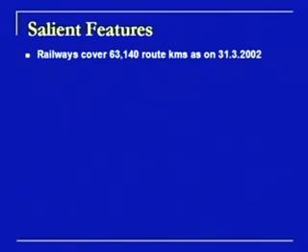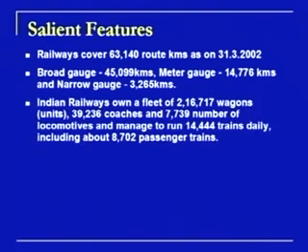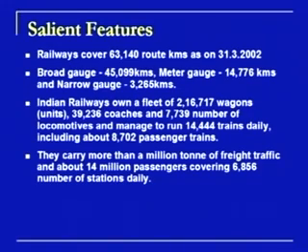As on today, there has not been much difference in what is being shown here, which corresponds to the 2002 data. The railway covers around 63,140 route kilometers. Out of these, the broad gauge, meter gauge and narrow gauge which are being used in Indian Railways have different route kilometers and they have been shown here. The Indian Railway today owns a fleet of wagons, coaches and locomotives, and they are managing to run 14,444 trains daily, and they are increasing with every year. And we have 8,702 passenger trains. They carry more than 1 million tons of freight traffic and 14 million passengers, covering 6856 stations daily.